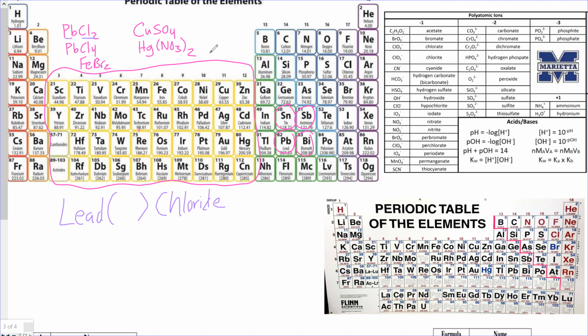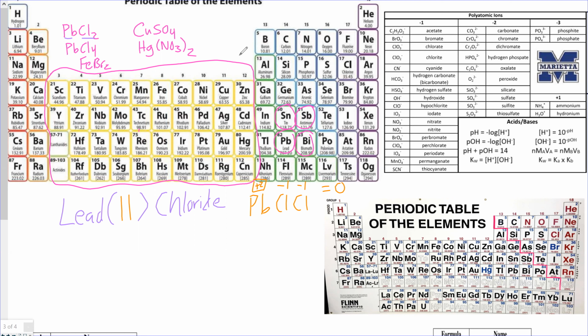This is PbCl2. That means I have a Pb and 2 Cls. I don't know the charge for Pb, but I do know the charge for those 2 Cls. What's the charge for Cl? -1. This is a -1 and this is a -1. It still has to add up to 0, so it's going to be a +2? Excellent. This has to be a +2, and that just means we need Roman numeral 2. That's it.